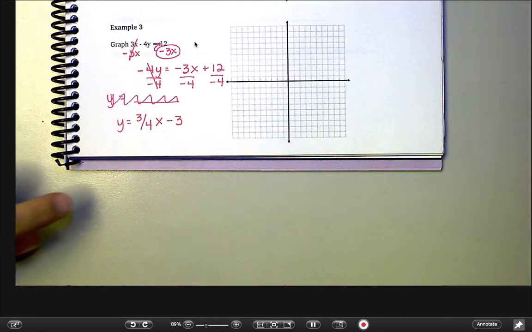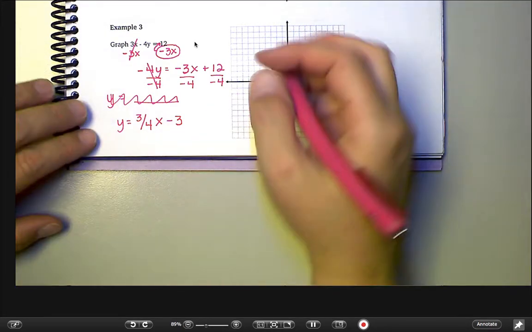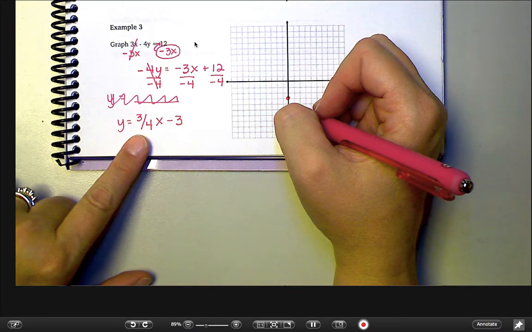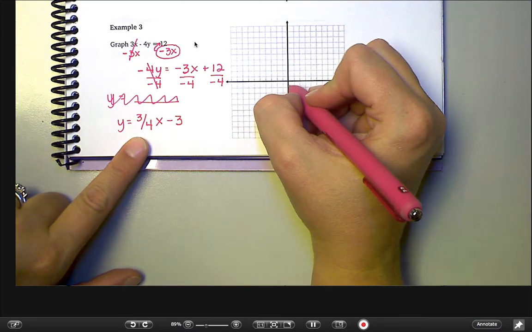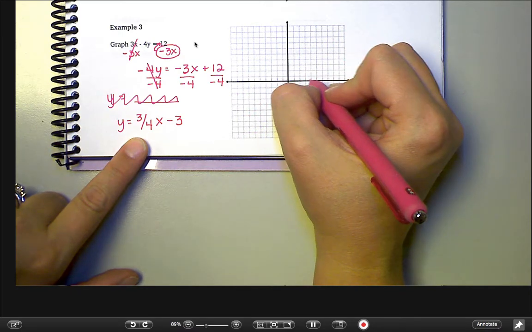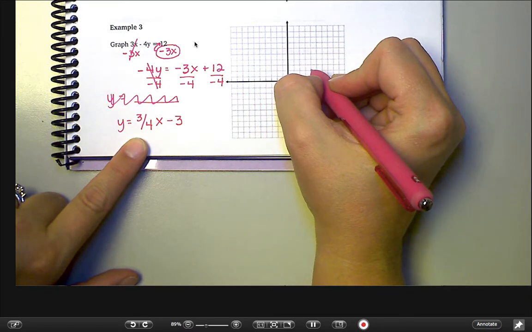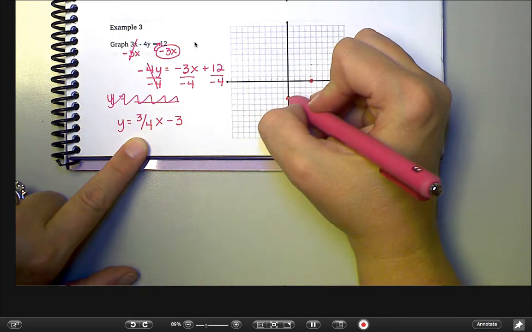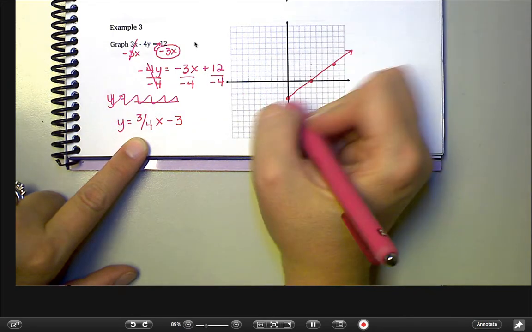So I can graph it by starting at -3, and then rise over run tells me to go up 3 and over 4. Up 3 and over 4. And there's my line.